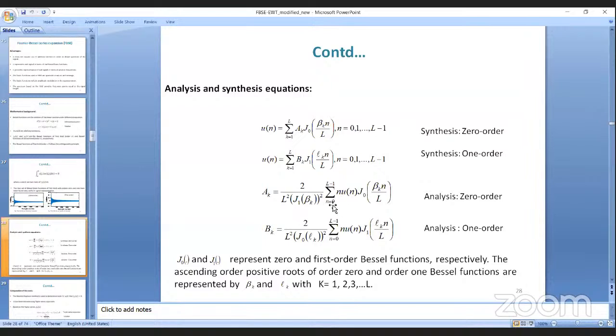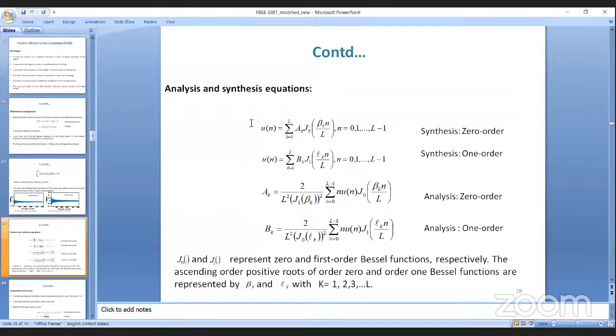And the summation n equals 0 to N minus 1, with n, un, J0, beta k n upon capital N. So this is the analysis corresponding to 0 order. Similarly, this is the synthesis equation for one order of the first kind of FBSE expansion. And for that synthesis process, analysis can be carried out using this mathematical expression. This is for one order and first kind of FBSE expansion.